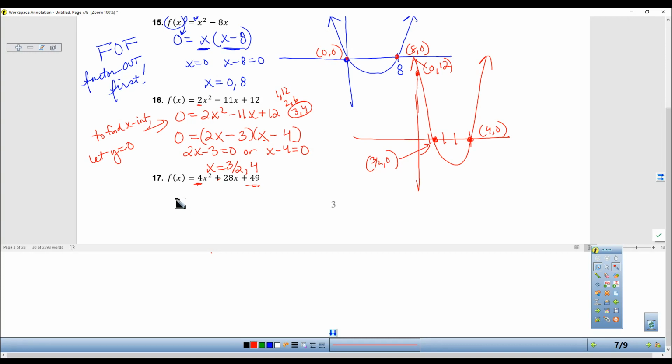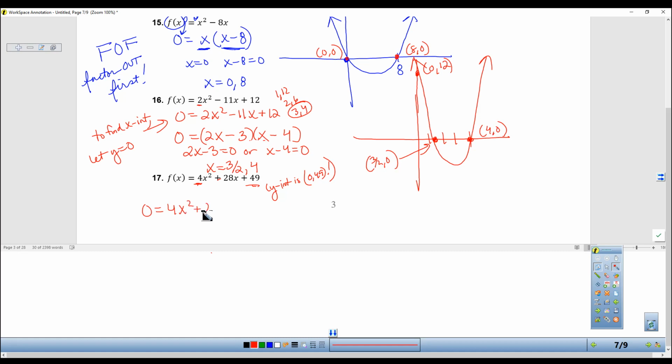All right, let's find, so y-intercept is 0, 49. Okay. All right, let's find the x-intercepts.